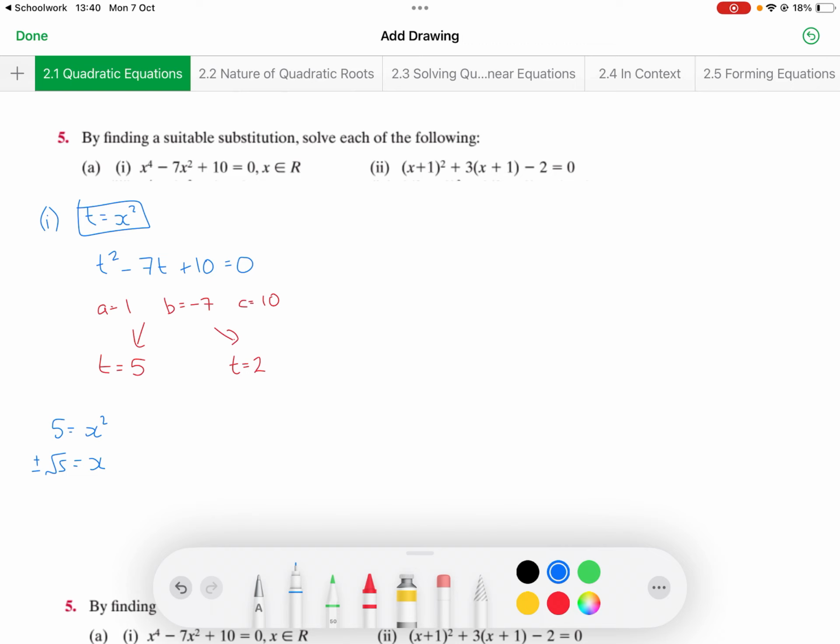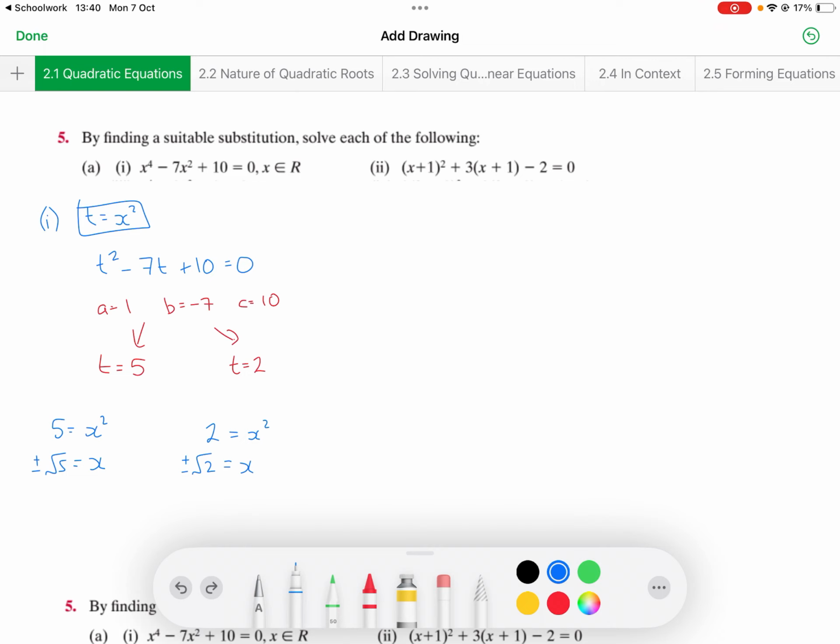So t is equal to x squared, but t could also be 2. So 2 is equal to x squared, square root both sides. You get x is equal to plus or minus root 2. If you sub back in any of those answers, they actually all work out. So that means that both answers are correct and we can leave them as they are. It's more accurate to leave it in surd form as long as surd form isn't too messy.